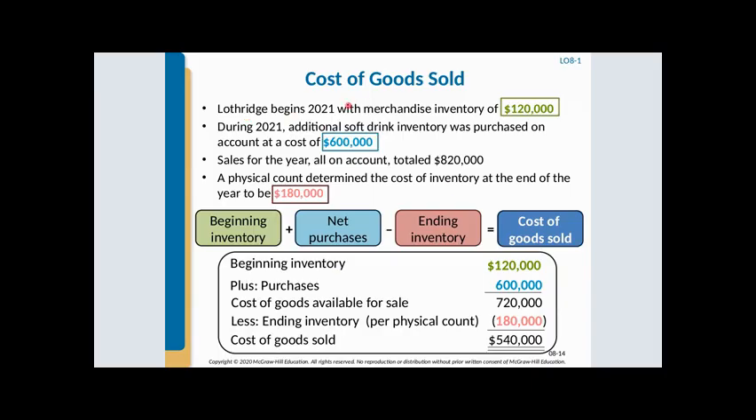And so once the period ends, then we're going to figure out what our cost of goods sold is. Let's say we went to the warehouse, we did a physical count, so we know what our ending inventory is. So now we're ready to calculate our cost of goods sold. So cost of goods sold is going to be our beginning inventory plus purchases. This equals our cost of goods available for sale. And then we subtract our ending inventory to arrive at cost of goods sold.